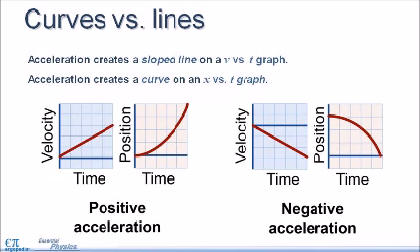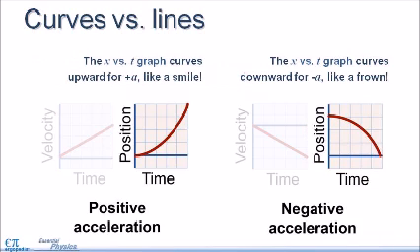curved. Acceleration creates a sloped line on a velocity with time graph. Acceleration creates a curve on a position with time graph. In the first and second graph, acceleration is positive, whereas in the third and fourth graph, acceleration is negative. The position with time graph curves upward from positive acceleration like a smile, whereas it curves downward from negative acceleration like a frown.